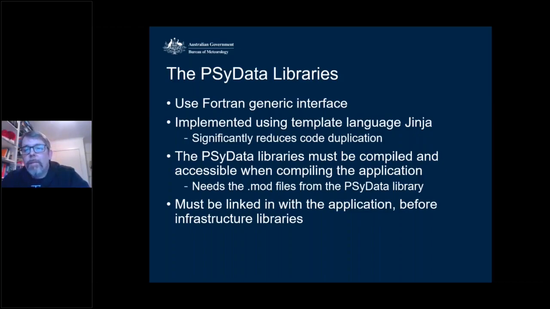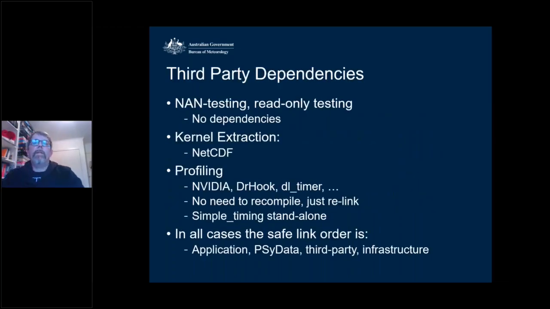Now the PSyData libraries must be compiled and accessible when you compile the applications. We create an object based on this, so we need to read the mod file to know what the object looks like. We must also link it with the application and before any infrastructure libraries. Now I mentioned before, some of the PSyData libraries have third-party dependencies. So in detail, the NaN testing and the read-only testing have no dependencies. Those are standalone libraries and you can just link them in. Kernel extraction depends on netcdf, so you need to link in with netcdf. In many cases, especially Alfred, that's not a problem because you're already linking with netcdf anyway.